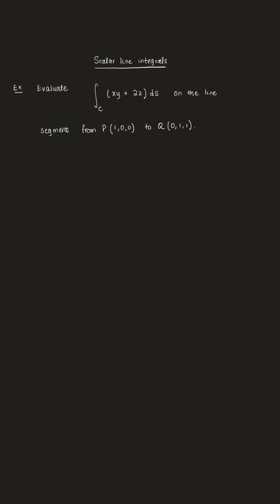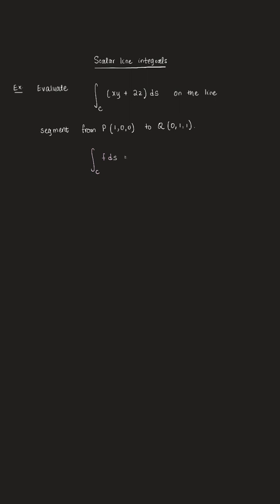We are going to do another scalar line integral in R3. So suppose that we want to integrate the function xy plus 2z over a line segment from P to Q, where P is (1, 0, 0) and Q is (0, 1, 1). So what we're trying to find is the integral over the curve of a function times the arc length differential.